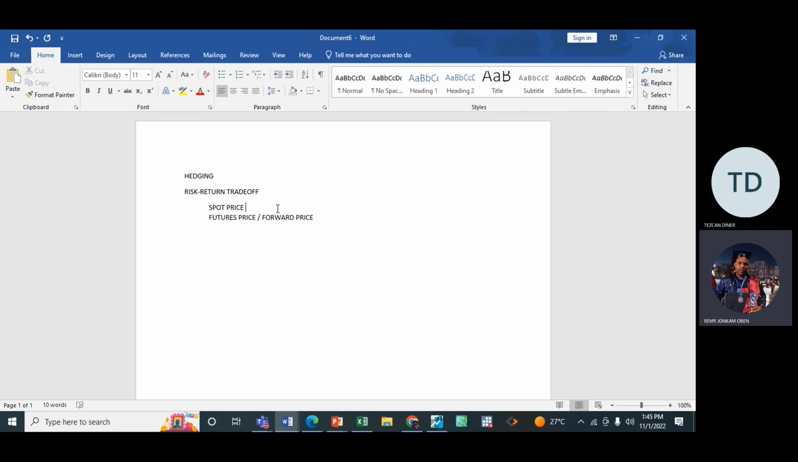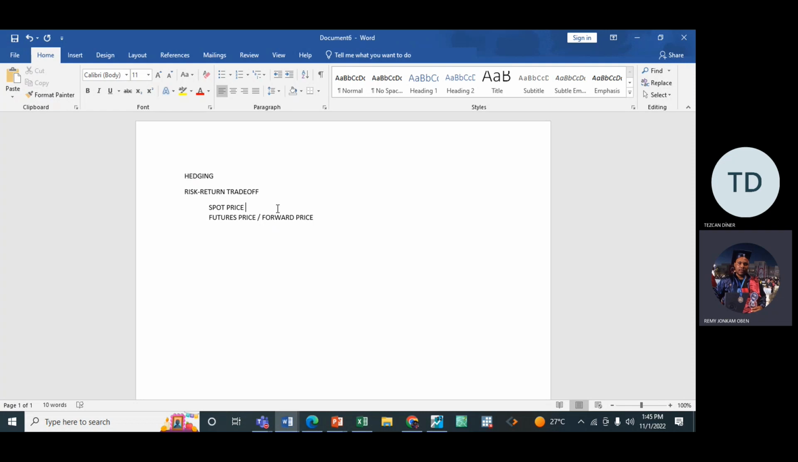Let's say you go to the market to buy this pen, and they tell you that this pen is 10 lira. 10 lira, right? And you want to buy the pen now. They tell you the price is 10 lira. That is the spot price. That is the price for immediate delivery. If you pay that price now, you get this pen now, 10 lira. So it is the price you pay for immediate delivery.